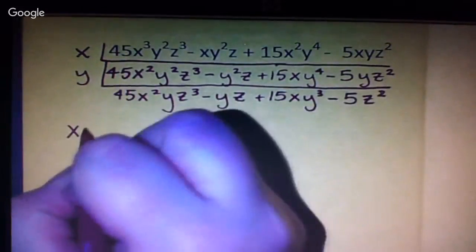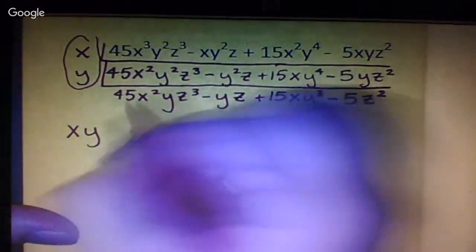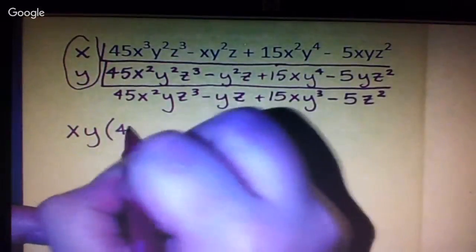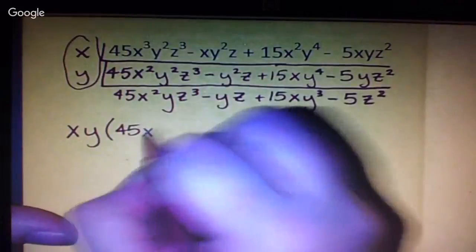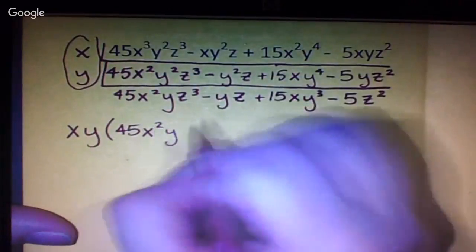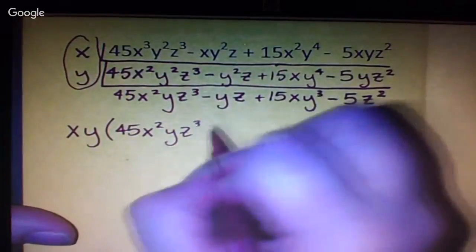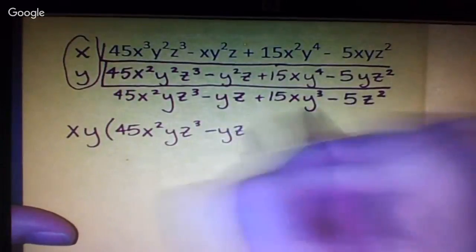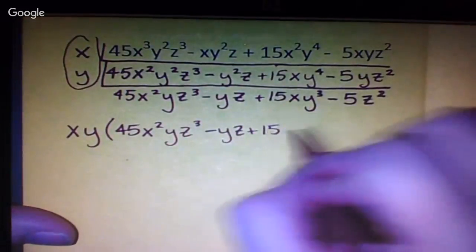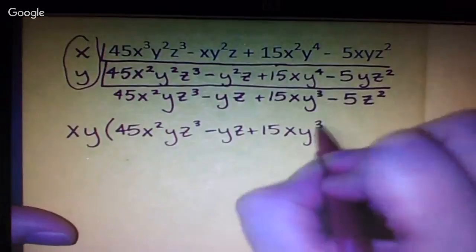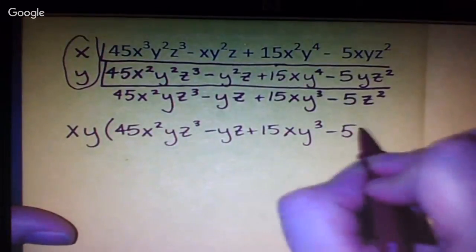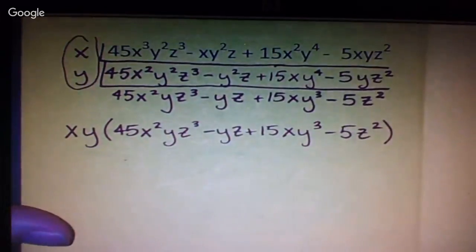Your greatest common factor is over here on the side, xy. And inside the parentheses is everything that's below: 45x squared, y, z to the 3rd, minus yz, plus 15, xy to the 3rd, minus 5, z squared.